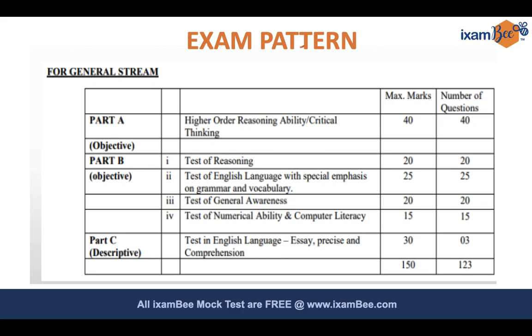A quick recall. Here we have the exam pattern. I'm sure you must be familiar with the pattern by this time. So today we're going to look at part C, which is the descriptive part. Now that part has essay, précis, and comprehension. 3 questions, 30 marks.